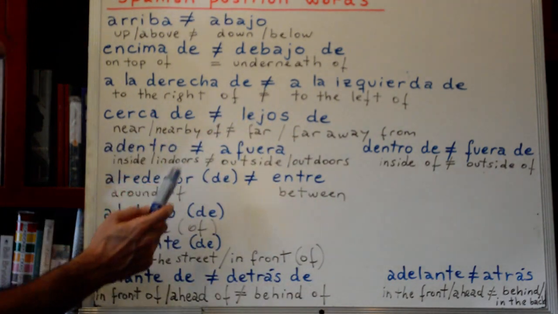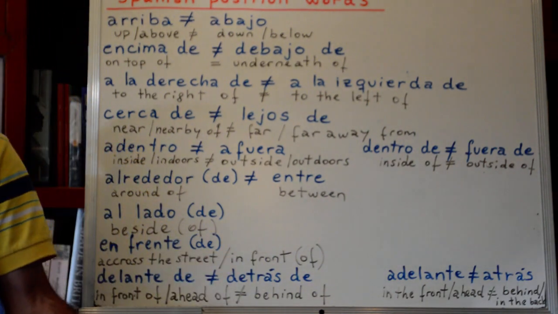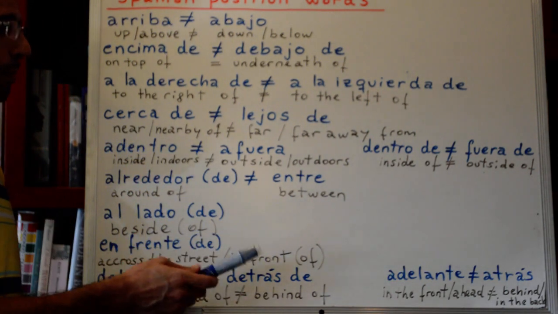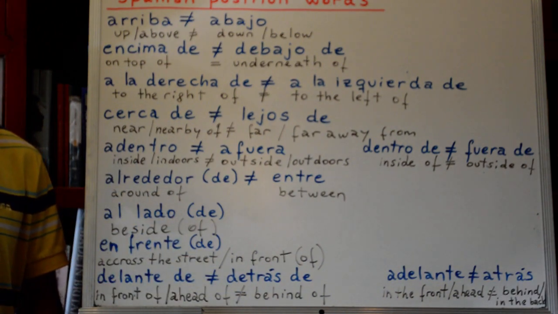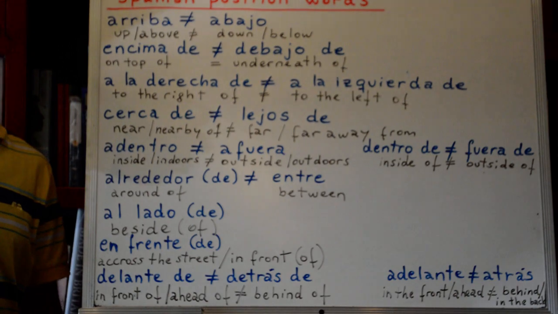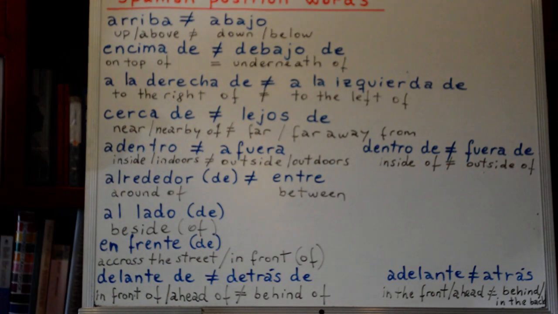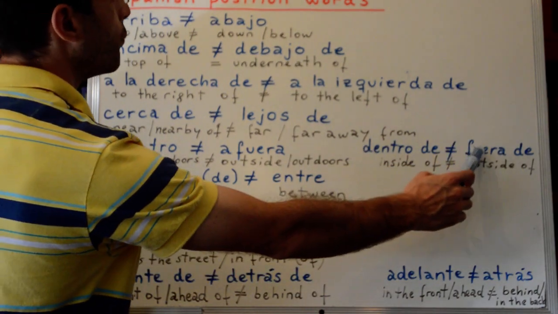So we say adentro, or the opposite. El lápiz está afuera, the pencil is outside. Juan está afuera. Juan is outside or outdoors. Now, dentro de or fuera de.